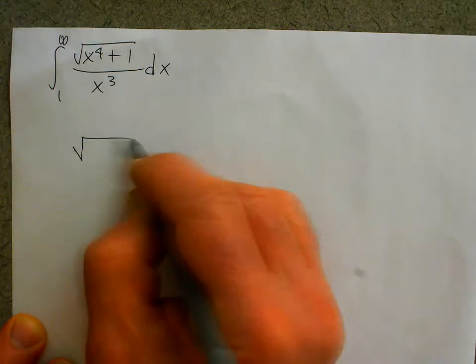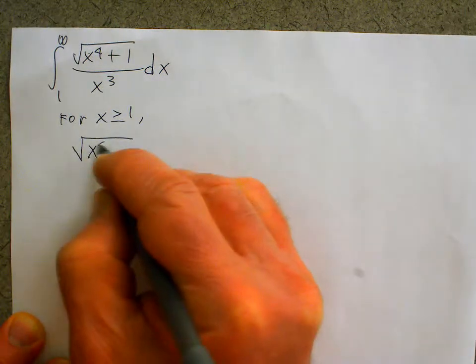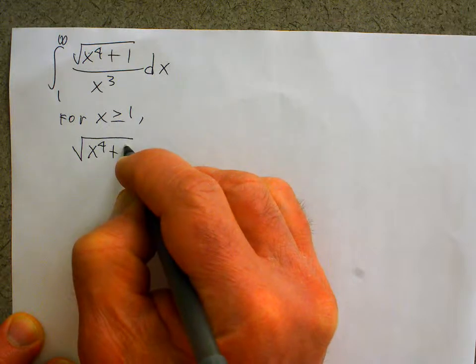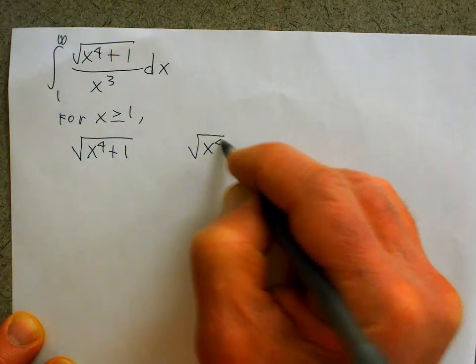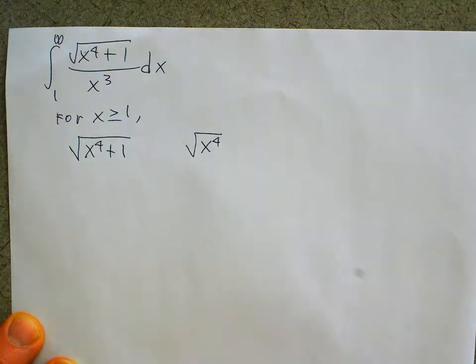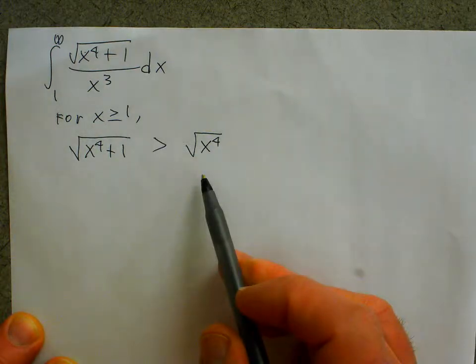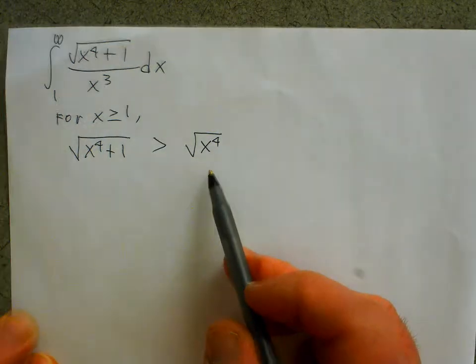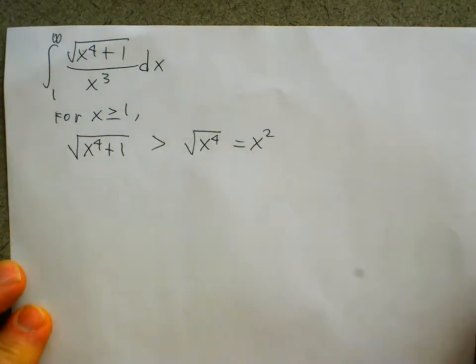So if you compare, this is for x values greater than or equal to 1. If you compare the square root of x to the fourth plus 1 with the square root of x to the fourth, which one is bigger and which one is smaller? Not a trick question, but x to the fourth plus 1 is bigger. Yeah, the expression on the left is greater than the expression on the right. And the square root of x to the fourth is just x squared.